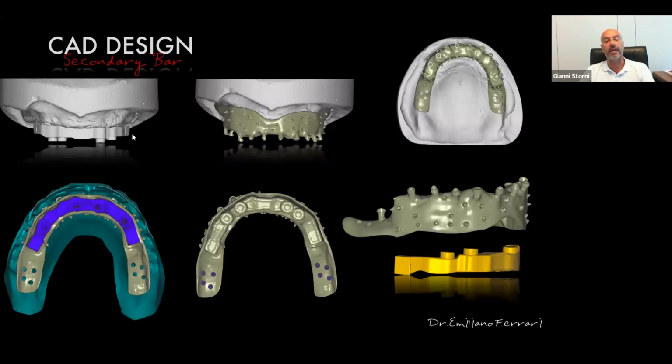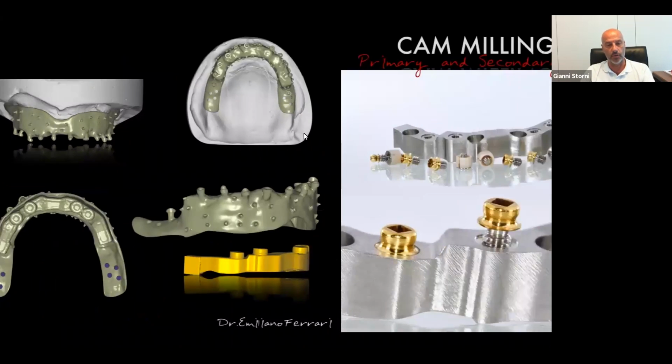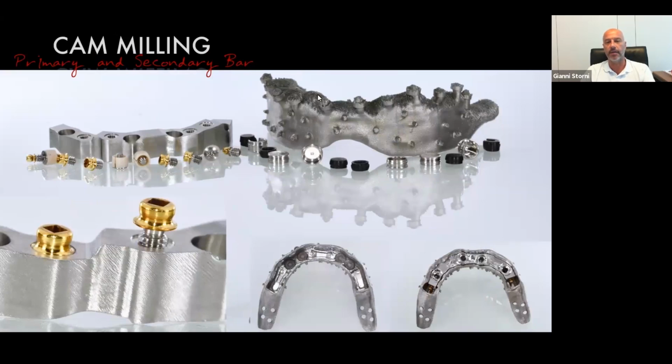And after that, with the software, you can also create a secondary bar. In this case, we chose to create the secondary bar using a laser melting technique. So we design a laser melting bar, and we leave room to bond the metal housing in position with the composite. So we have primary and secondary bar all made in a digital way. So you can see here the milled bar and the laser melting secondary bar.